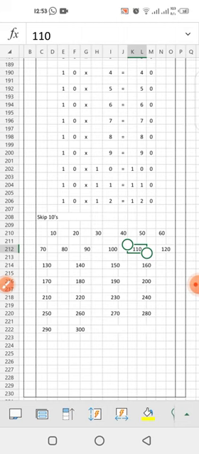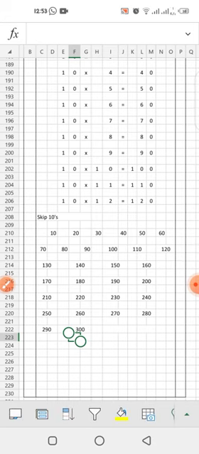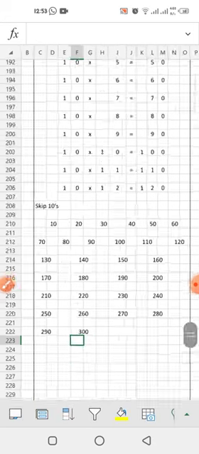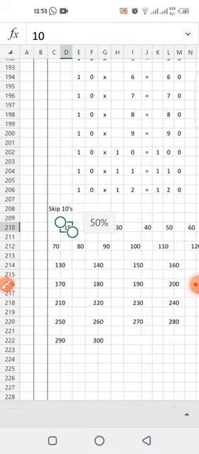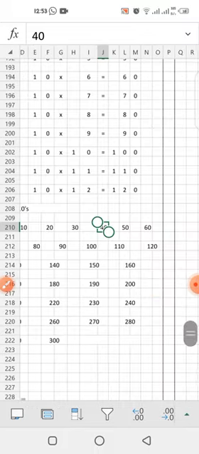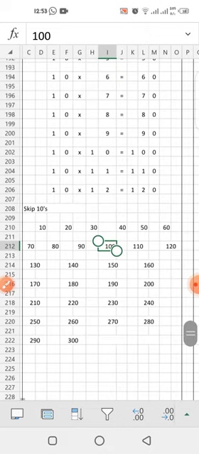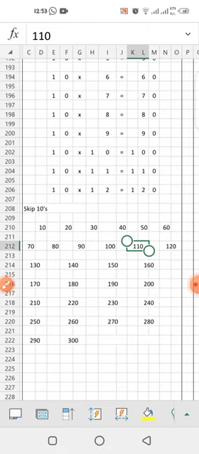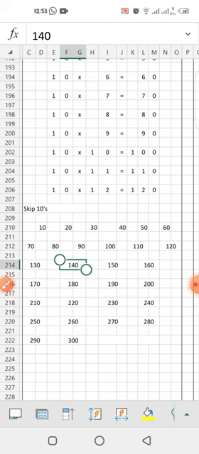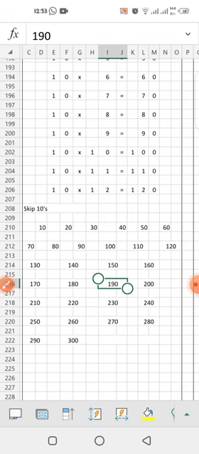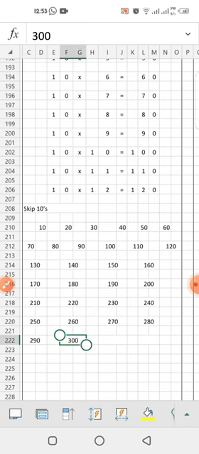So this practice was only to make you familiar with the numbers and how we are going to call a number. So let's memorize the skip counting once again of tens. It's 10, 20, 30, 40, 50, 60, 70, 80, 90, 100. And when you move to next number, it's 110, 120, 130, 140, 150, 160, 170, 180, 190, 200, 210, 220, 230, 240, 250, 260, 270, 280, 290 and 300, so on.